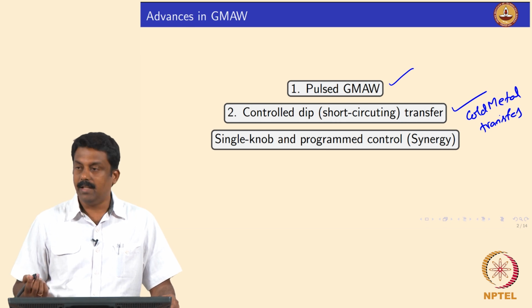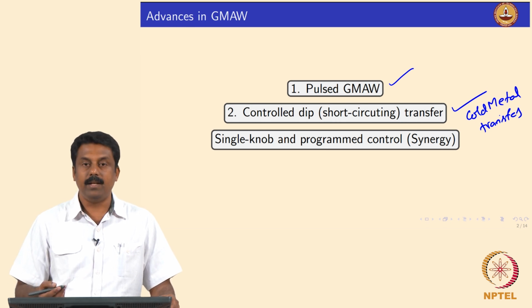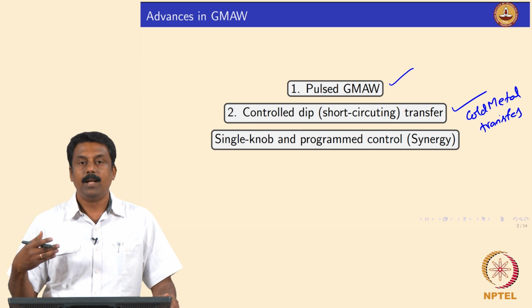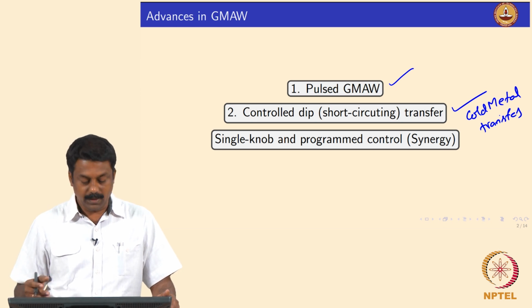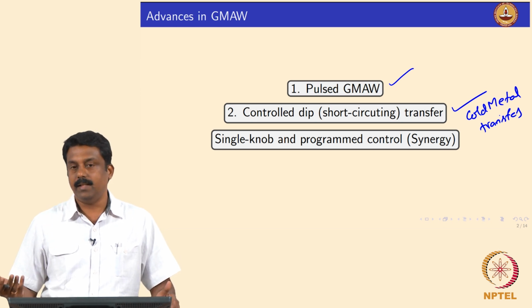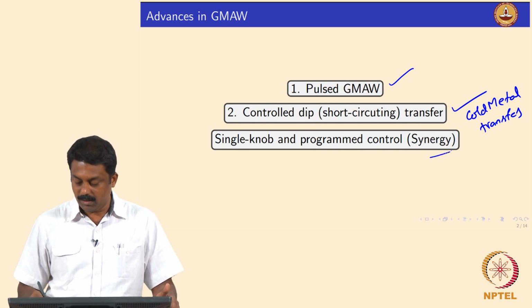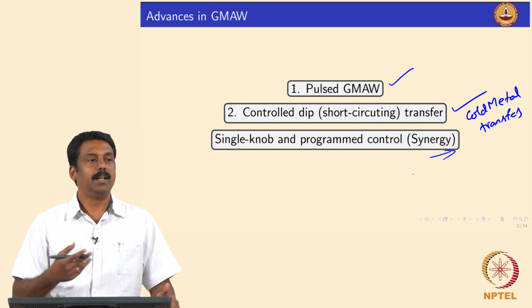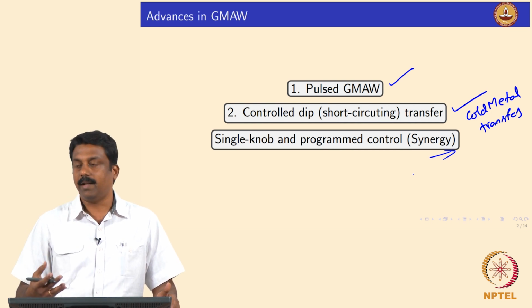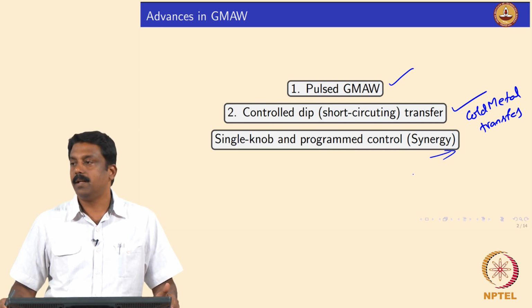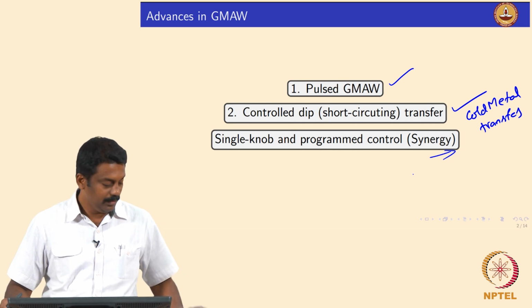And one such advancement which is widely used for achieving the pulsing and the controlled dip short circuiting transfer is synergic power sources, okay. So we look at what synergic means, and then how the synergic power source is widely used to achieve this advancement in GMAW, okay. Good. So we will move on.